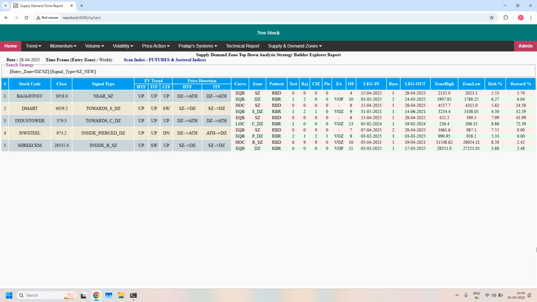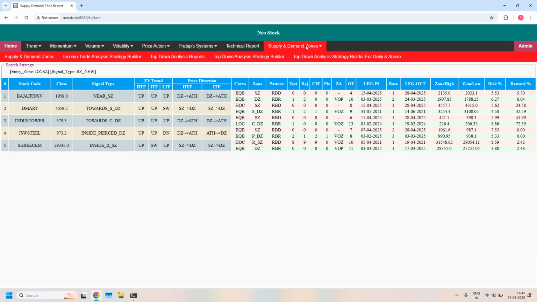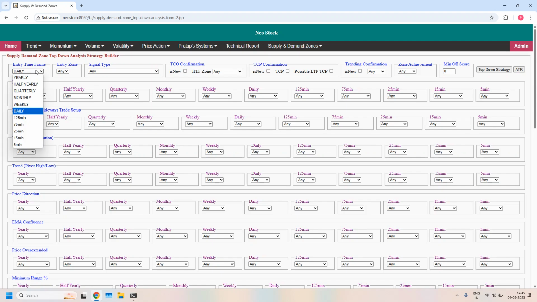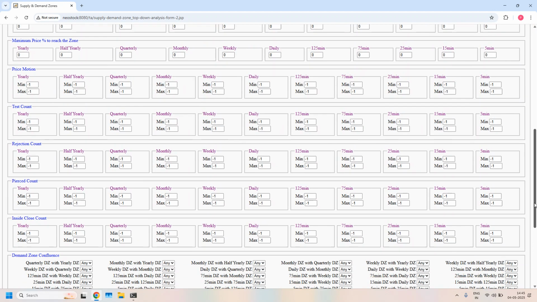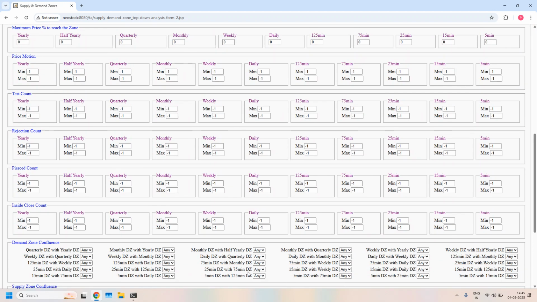Next we will identify weekly, monthly and quarterly zone confluence based demand and supply zone stocks. So first for weekly time frame, in the demand zone confluence, 3 filters we will set. First one is weekly demand zone with monthly demand zone confluence. Next, weekly demand zone with quarterly demand zone confluence. And monthly demand zone with quarterly demand zone confluence. 3 filters we set: LTF, ITF, HTF.